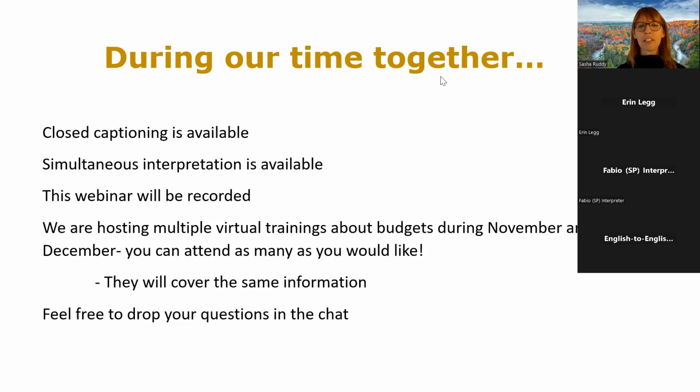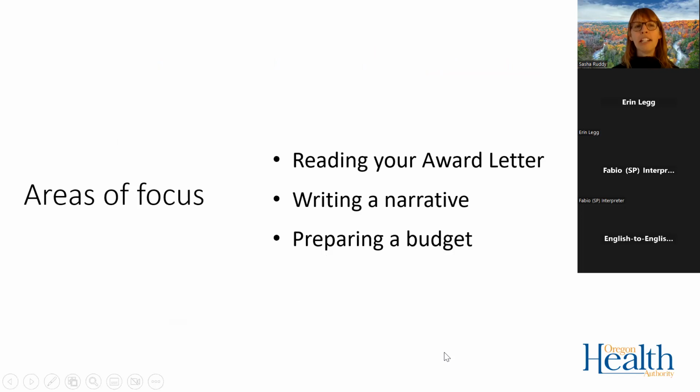Fantastic. So let's get going. Today, some areas that we'll be focusing on are reviewing the award letter that you received for the new grant period, covering 24 months, writing a narrative for a budget, and the different subcategories within the budget template and what we're looking for to prepare your budget.